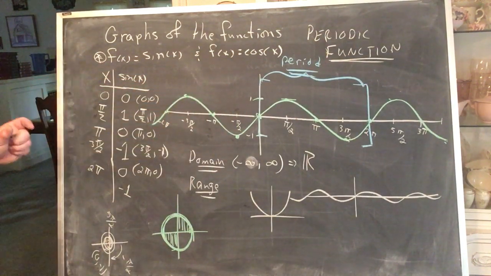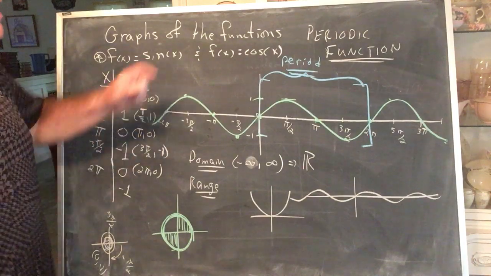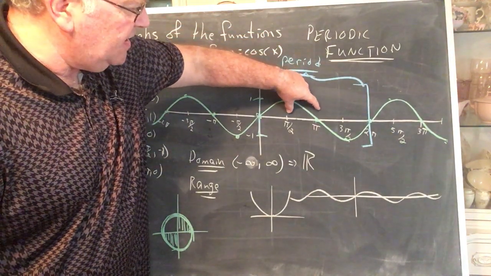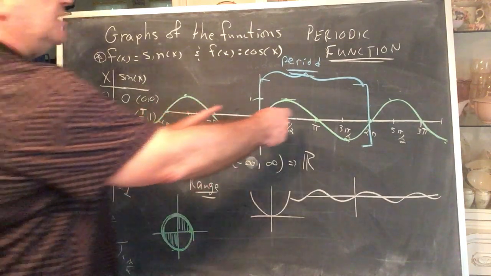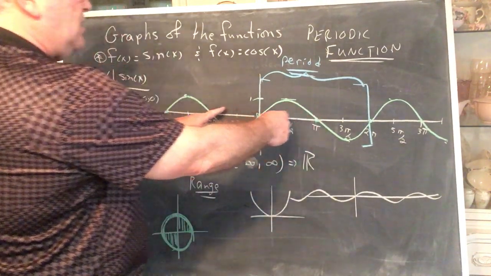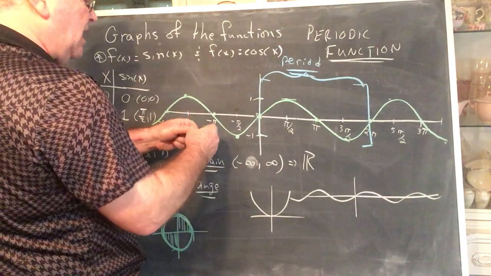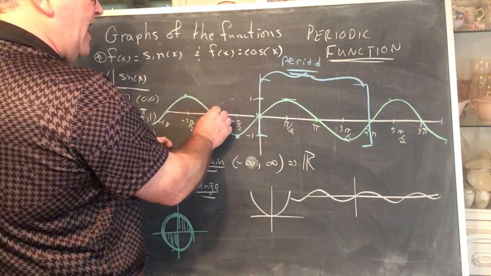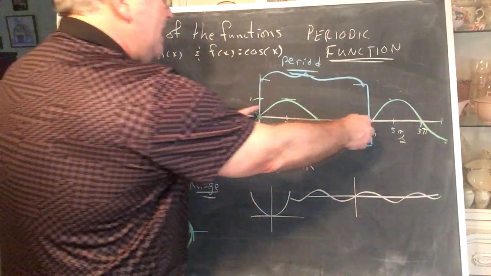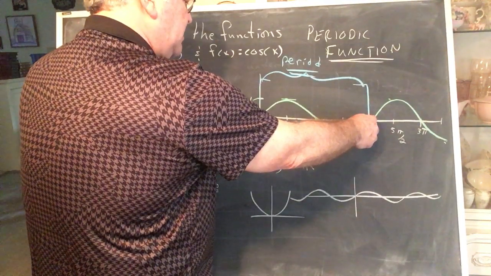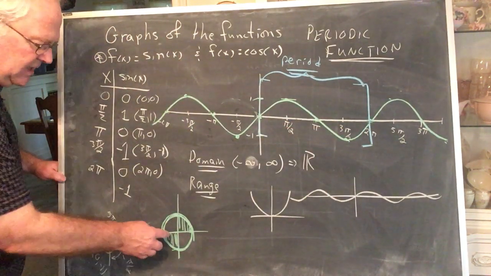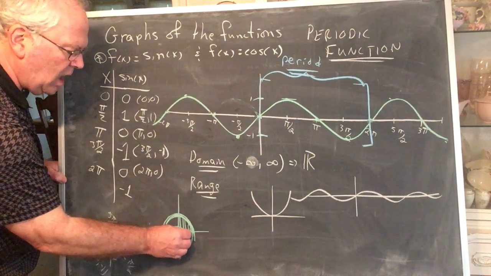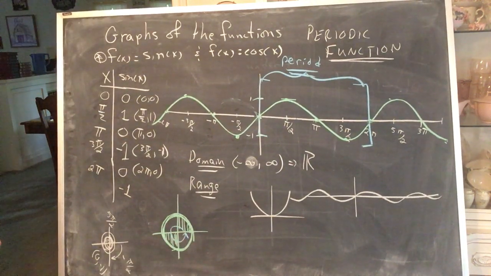But the period is not 4 pi, the period is not 6 pi. The period is the shortest distance for which that process would work. If I tried just to take pi, if I pick this up and move it over, it would not match because it would be going up instead of down. And so the minimum distance over which you can repeat this function is from 0 to 2 pi, which corresponds in the unit circle to 1 complete revolution.